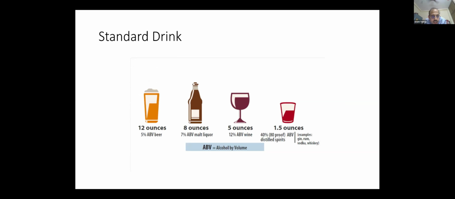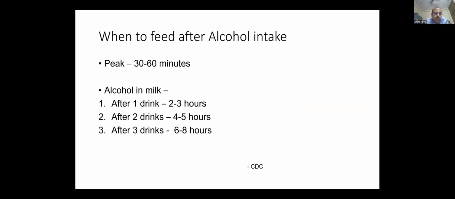And one standard drink, if you are taking beer, is 12 ounce. 12 ounce means 360 ml. This 7% malt liquor is 8 ounce, 240 ml. Wine we can take is 150 ml. And if we are taking vodka, whiskey, gin, rum, then 45 ml maximum. But if we want to take more, then more gap has to be given.